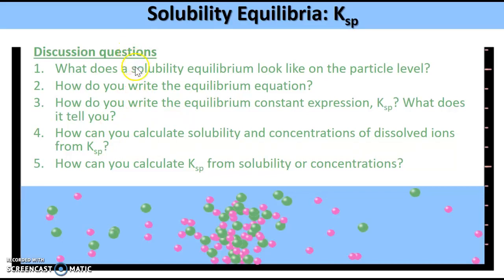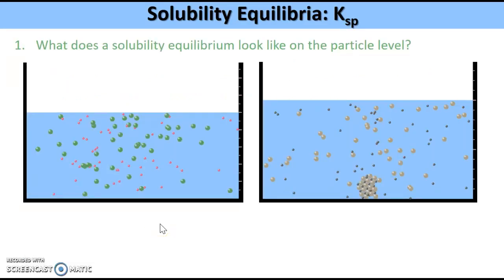We're going to talk about what is a solubility equilibrium, how do we write the equation, how do we write the equilibrium constant expression, and what does it tell you about the solubility of the salt? Then we're going to do 2 types of calculations. We're going to calculate solubility when you're given KSP, and you're going to do the reverse, calculate KSP given the solubility. So let's start with that first one.